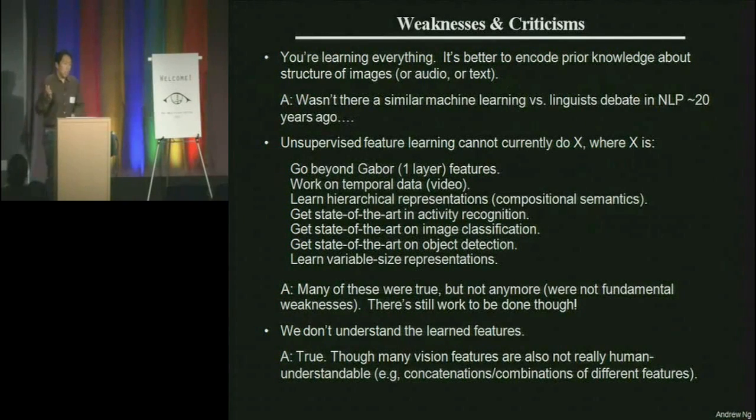One criticism that I often hear is this: your algorithms are trying to learn everything. But we know a lot about images, and so it's better to encode the prior knowledge we have about images. Turns out there was a similar debate in NLP, in natural language processing, about 20 years ago. 20 years ago, there were the linguists who were building pretty sophisticated linguistic theories, and then there were the dumb machine learning guys, guys like me, that just want to apply learning algorithms to a ton of data and see what happens.